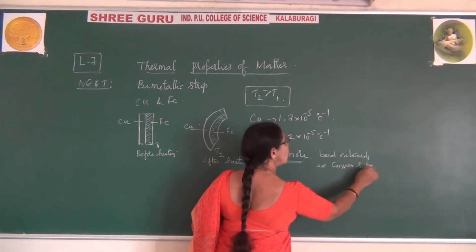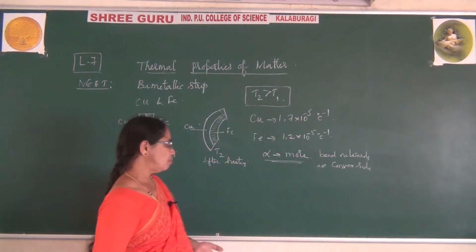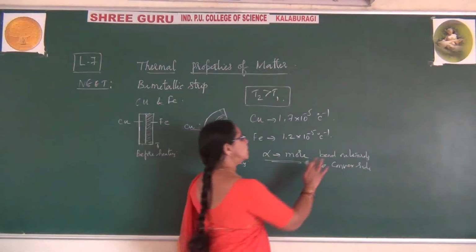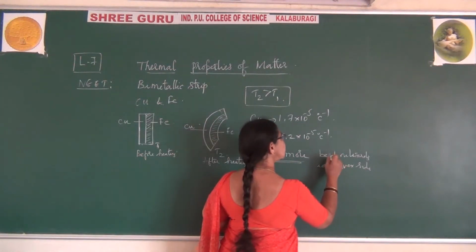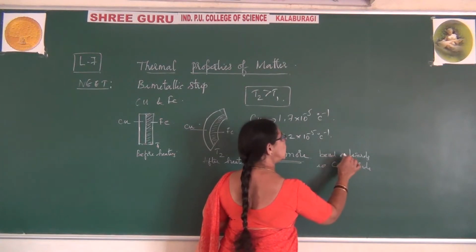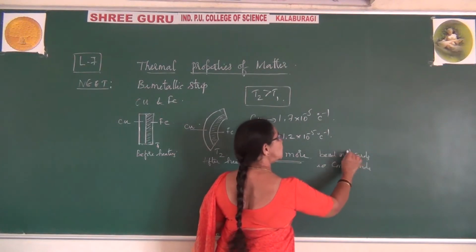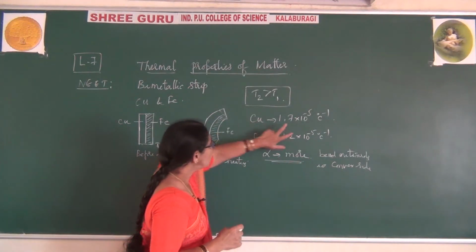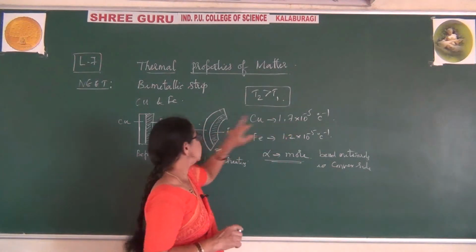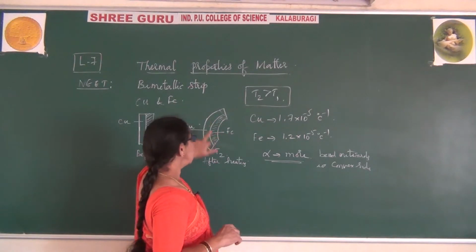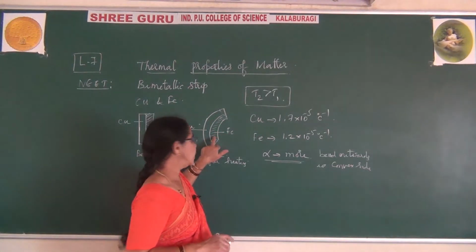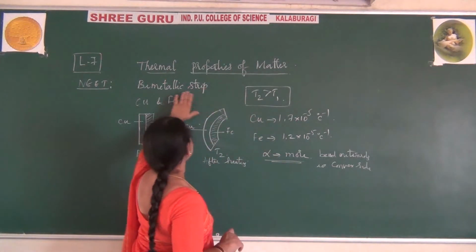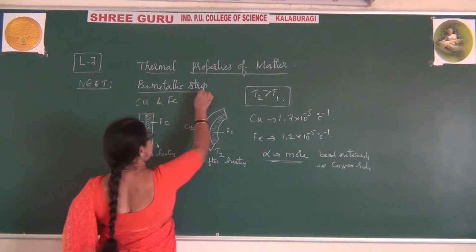You can say convex side. The one which has more coefficient of expansion will bend outwards, which is nothing but the convex side. Among these two, copper has more, therefore it will bend outside compared to this iron. So this is bending outside, hence we call it a bimetallic strip, which is a good example.